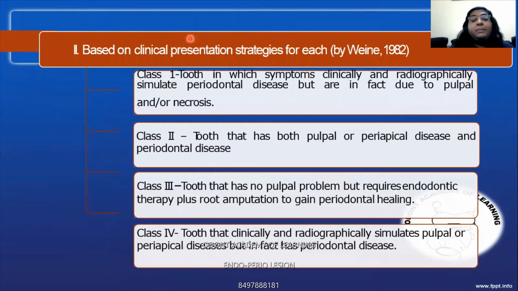The next classification was given by Weine, based on the clinical presentation and treatment strategy for each. It had 4 classes. Class 1: tooth in which symptoms clinically and radiographically simulate periodontal disease, but in fact are due to pulpal necrosis. Class 2: tooth has both pulpal or periapical disease and periodontal disease. Class 3: tooth has no pulpal problem but requires endotherapy plus root amputation to gain periodontal healing. Class 4: tooth that clinically and radiographically simulates pulpal or periapical disease but in fact has periodontal disease. So this was based on the clinical presentation that Weine classified.